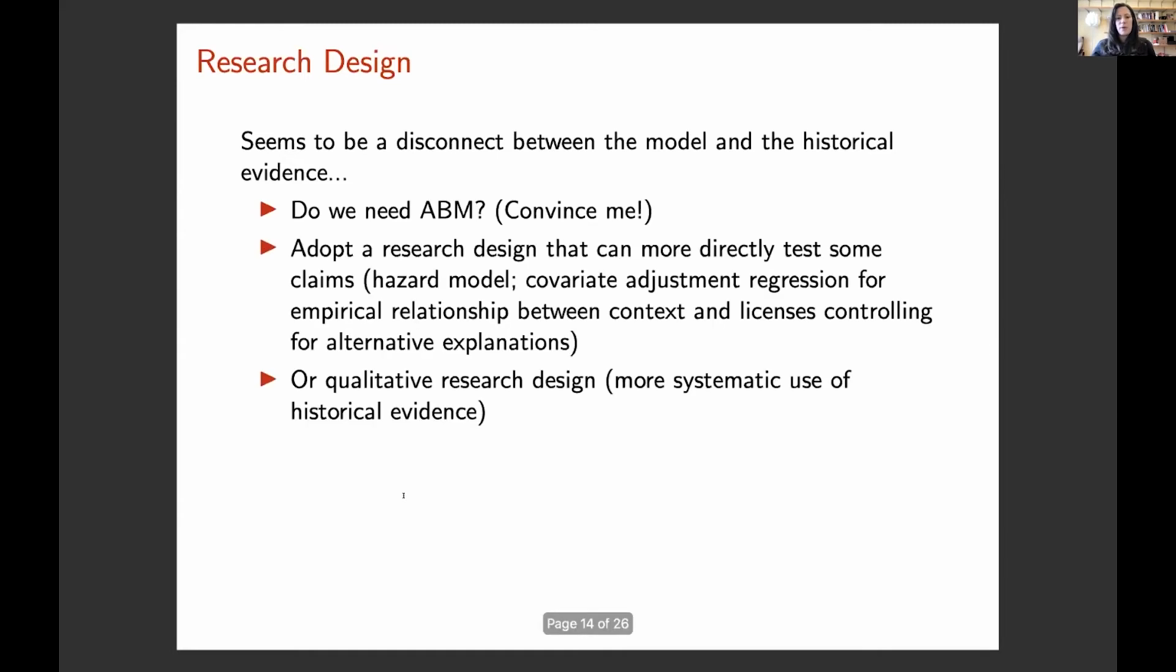Or for the second half of the paper, I'd like you to adopt a research design that could be empirical, regression-based, with covariate adjustment.